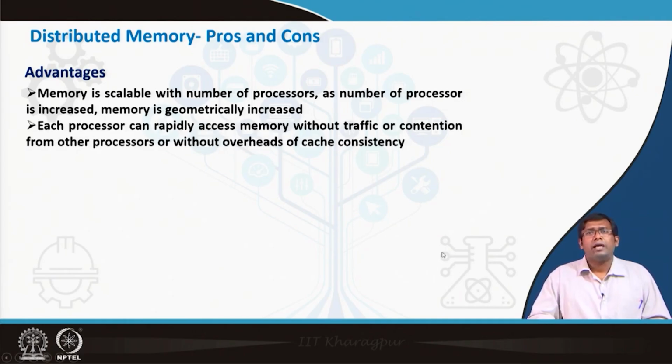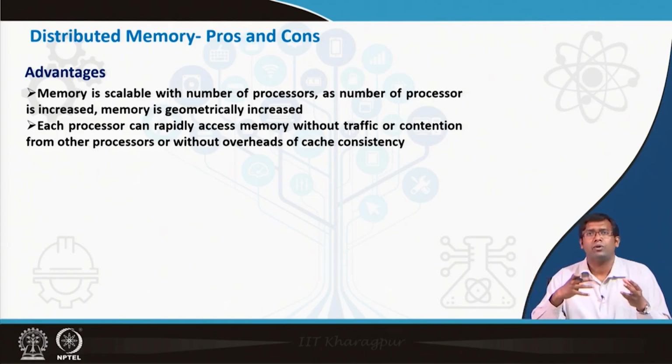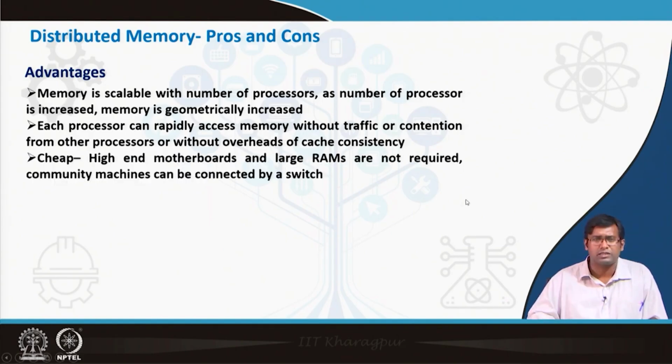Each processor rapidly accesses memory without traffic or contention, because each one is using its own memory and its own cache. It is a local memory only. Therefore, it is not important whether a cache update is coming from some other processor's memory or some remote memory location, and there is no question of having an inconsistent cache. Each cache is decoupled, so this overhead can be removed: the contention or traffic due to access of the same memory, and cache consistency overheads.